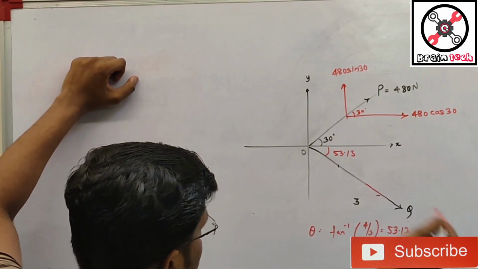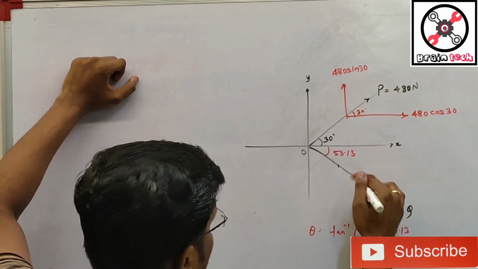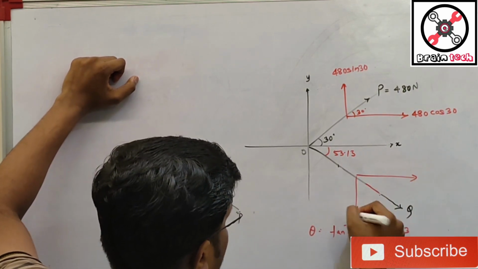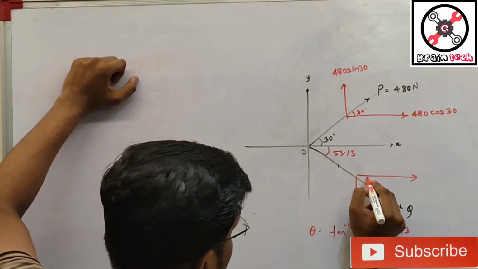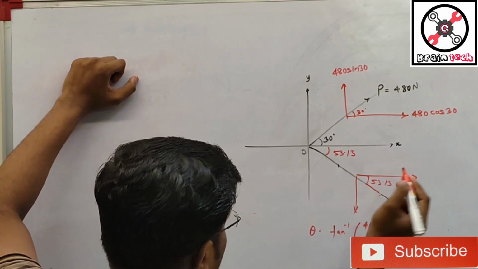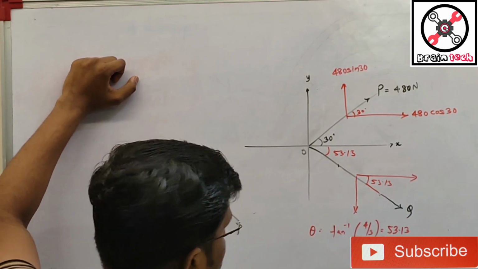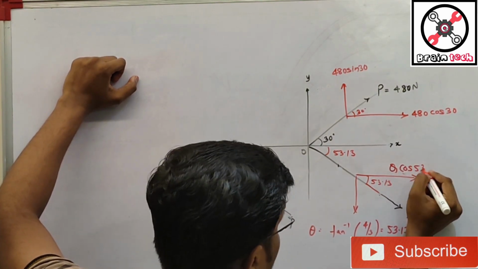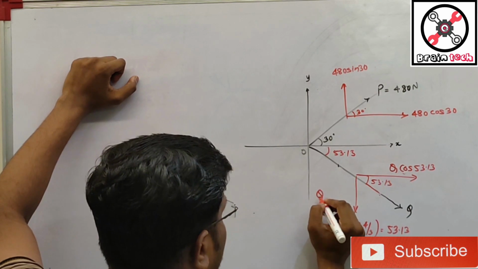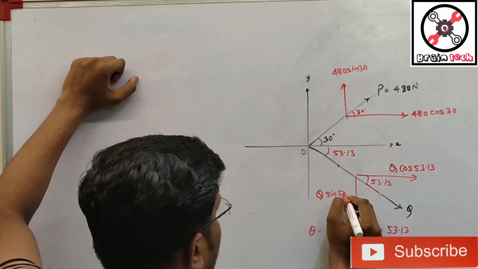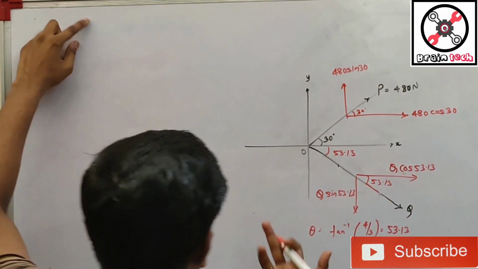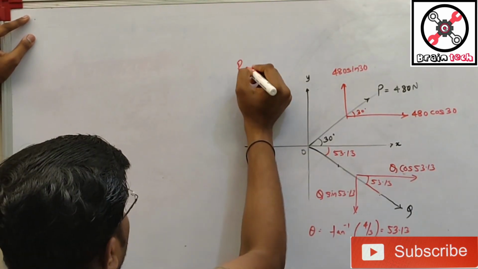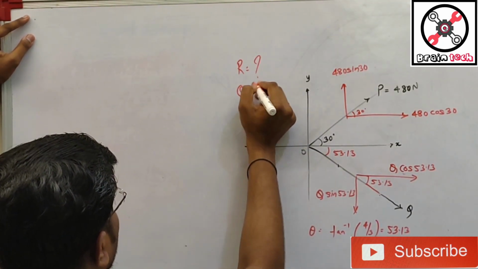Now here the force is acting outwards. So I will show the force outward. This is 53.13, the corresponding angle is 53.13. The angle it makes with the horizontal, so this is Q cos 53.13, Q sin 53.13. I don't know the value of Q. That is only my basic funda, to find R and Q.